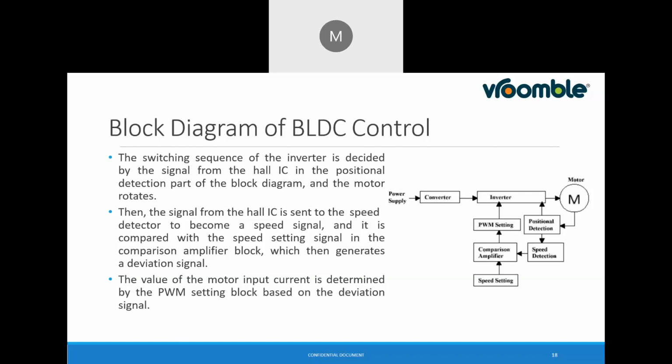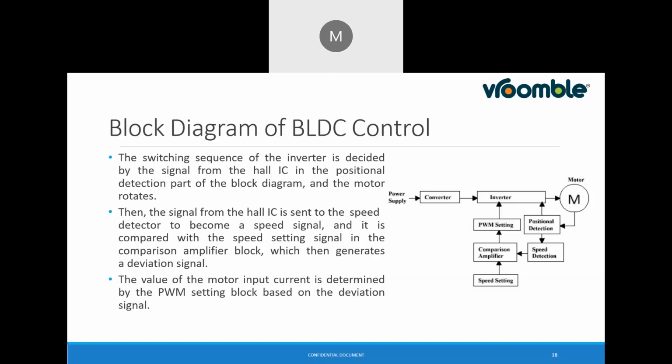Now, what happens during BLDC control? First, let us see the diagram. As you can see, there is a motor. An inverter is connected. The motor is given a loop of positional detection, that is with the Hall ICs. There can also be one other sensor, called a resolver, that can also be used.